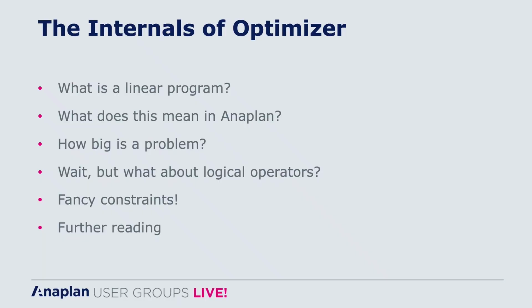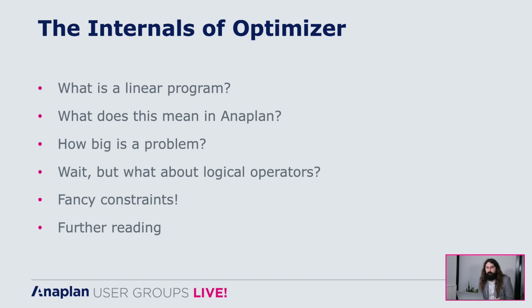So something about how it works under the hood, how linear programming relates to what you see in the Anaplan UI, hopefully to give you a better understanding of how to build optimization models in Anaplan. We'll be covering a few topics, for example, starting with what a linear program is in a mathematical sense, going into how that works in Anaplan and how it gets transformed into an Anaplan model.